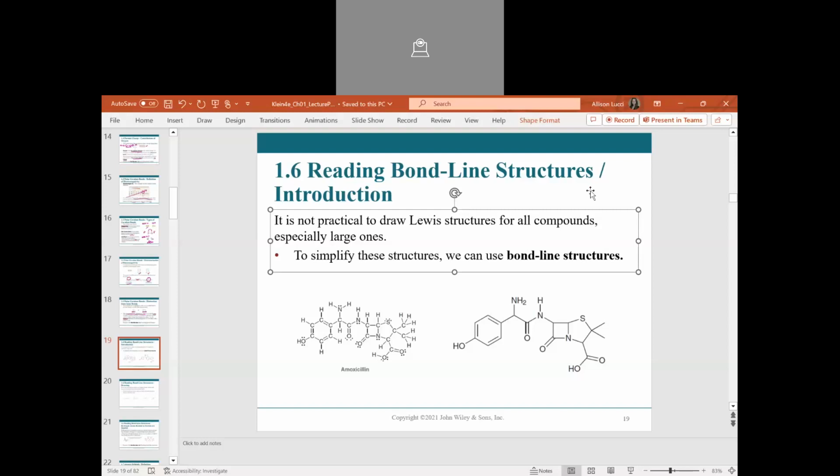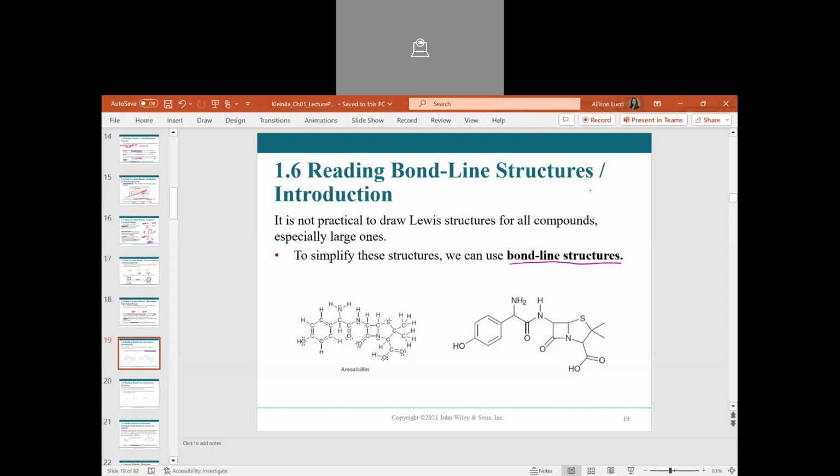So what is commonly used is a simplification method. These bond line structures, as noted here, are drawn in place of Lewis structures. We really don't gain much more from showing all the lone pairs and drawing out every single hydrogen atom, because they are inferred or recognized within the different functional groups and within the different lines that are shown here.